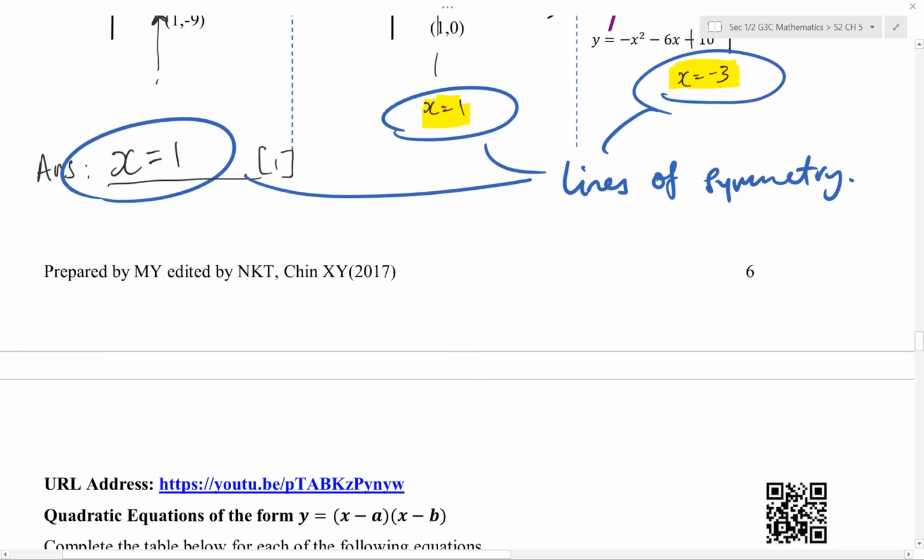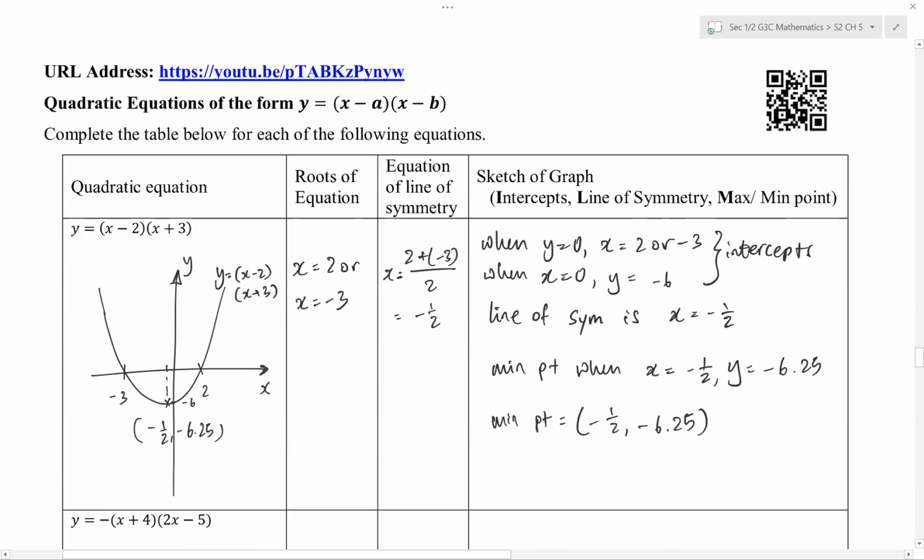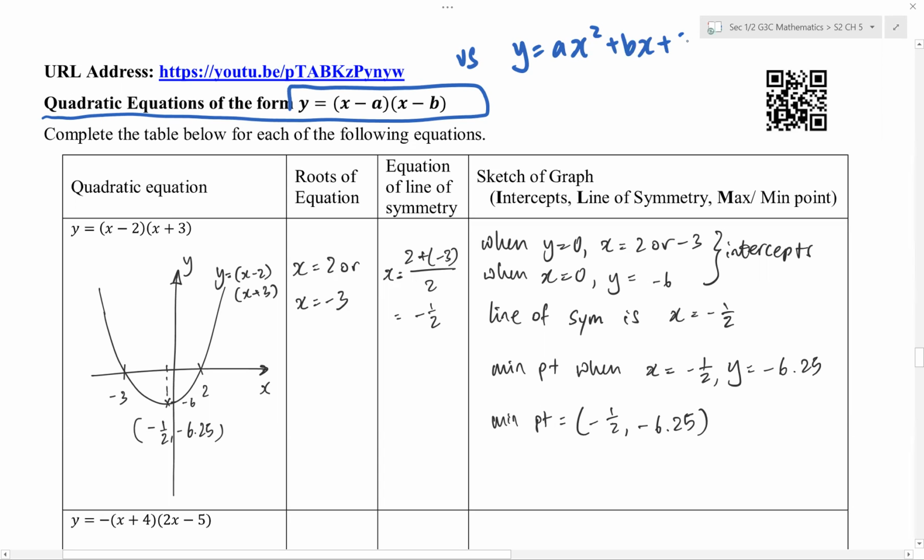Okay, moving on. Now we have to sketch the quadratic graphs based solely on the equation. The first one I believe was already done in the video for you, so I will not go through it, but I want to draw attention to this portion. y equals (x minus a)(x minus b) versus y equals ax squared plus bx plus c. The one that I just wrote down was what was mentioned earlier on.